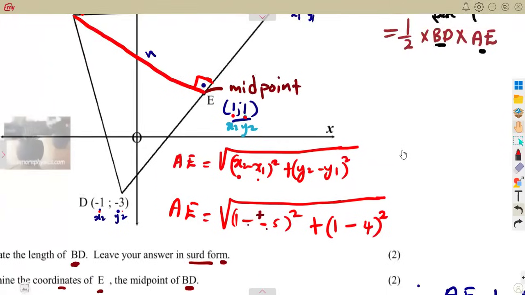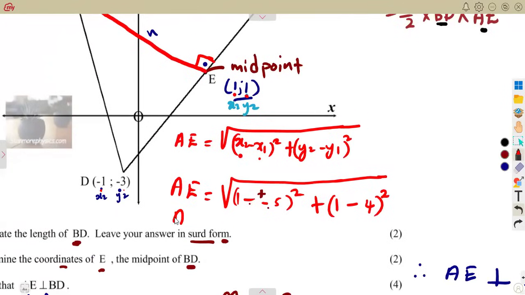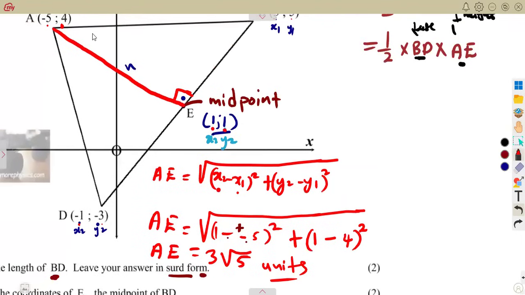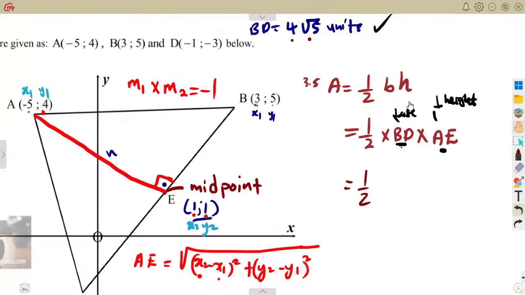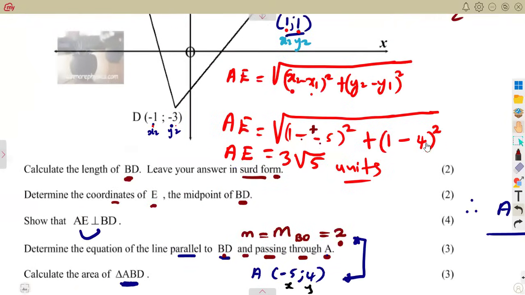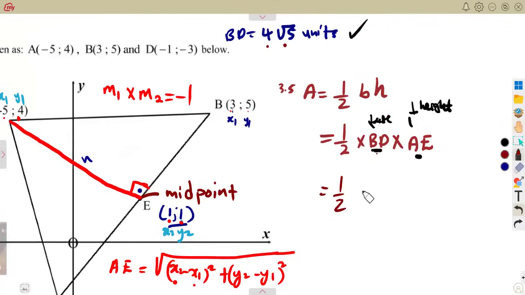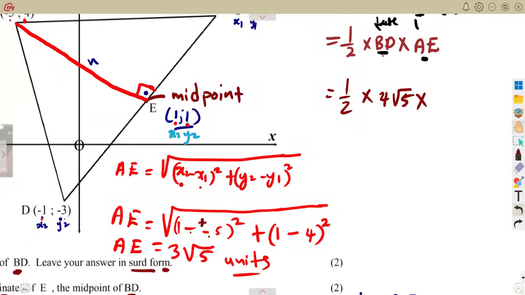Okay, so that's it, guys. With your calculator, you can simplify and determine the length of AE, which is going to give us 3 square root of 5. So we have AE, the perpendicular height. With this, we can calculate our area, half of the base BD. Remember our BD, we got 4 square root of 5 from the first question, where we calculated BD in surd form. So you have that answer. So that's 4 square root of 5 times AE, which is 3 square root of 5.